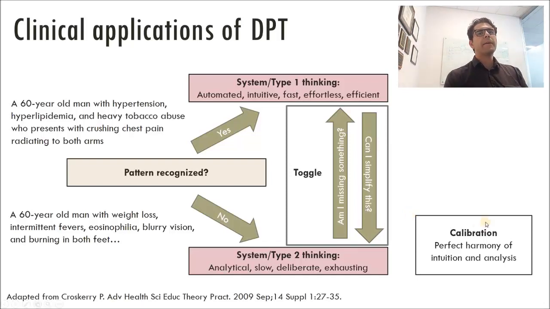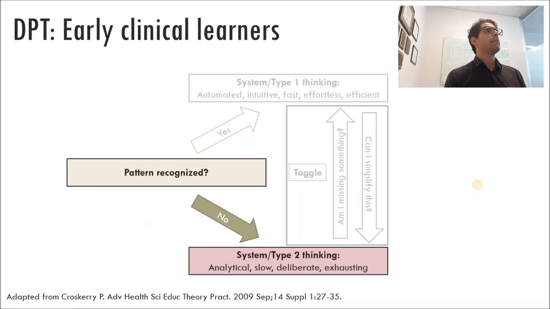The other term I want to introduce here is what's called calibration, which is the perfect harmony of intuition and analysis. And this comes with reflecting on cases after the diagnostic outcome is known. You can say, hey, did I use my intuition right? Did I use my analysis right? And really the goal, I think, of clinicians trying to solve cases, but also for learners, is to be able to be in perfect harmony, using intuition and analysis in a good balance.